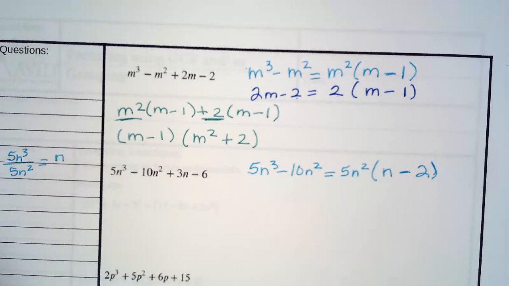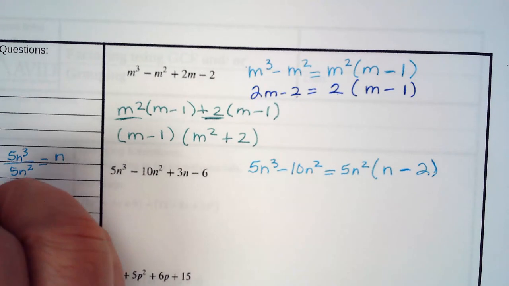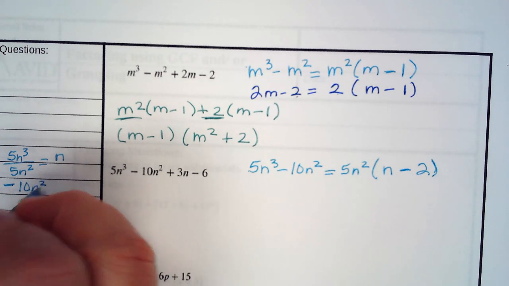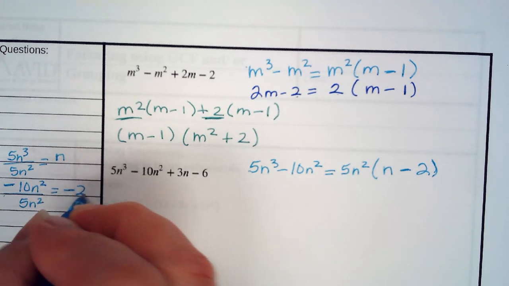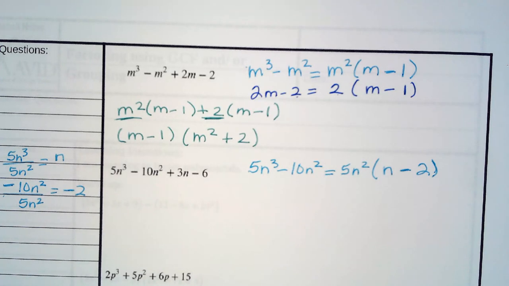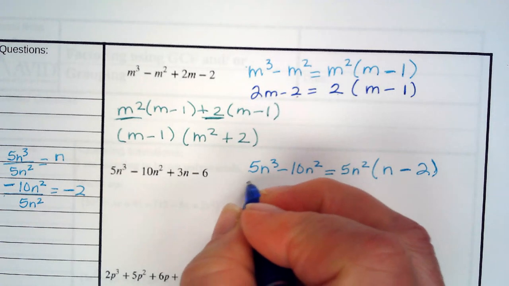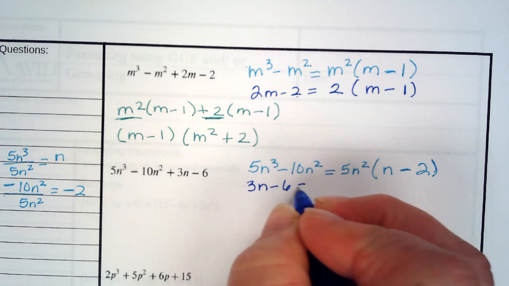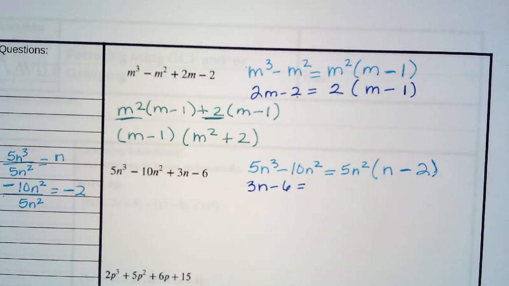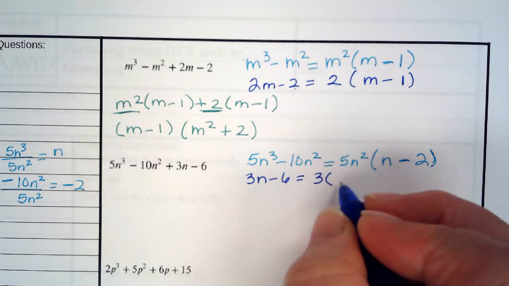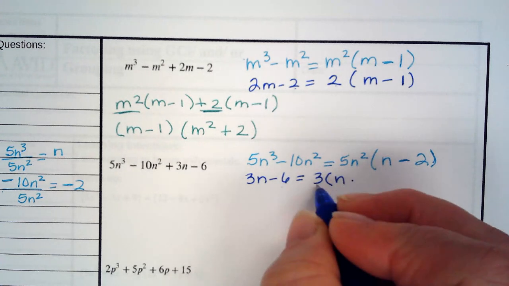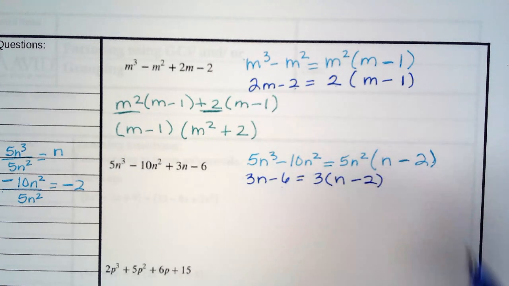If you're not seeing it, that's what it looks like. Okay, pause the video. Can you factor out 3n minus 6? 3n minus 6 has a factor of 3. 3n divided by 3 is n. Negative 6 divided by 3 is negative 2.